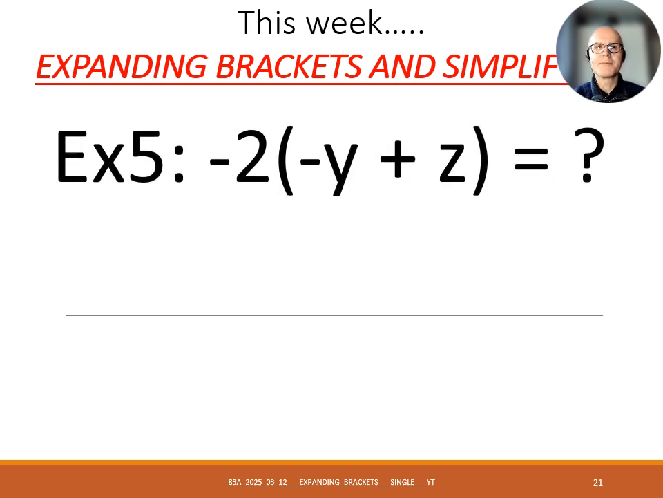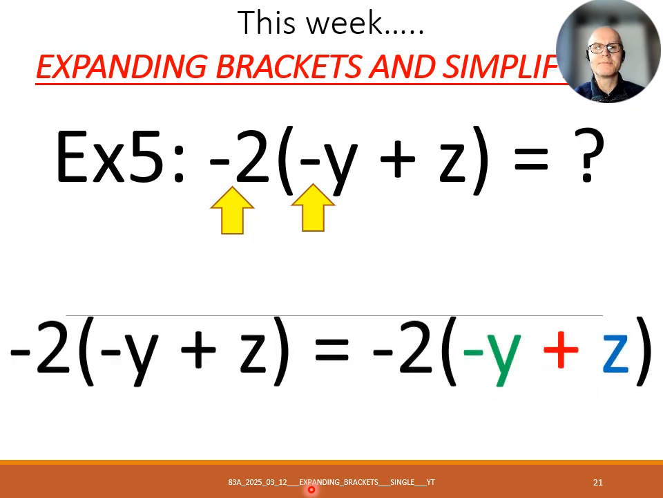Our fifth example. Negative 2, open brackets, negative y plus z. So we've now got a negative number outside the brackets and a negative variable inside the brackets. So what difference is that going to make? Negative 2 outside and negative y inside. Color code them again. First step is going to be negative 2 times negative y, and then the second step is going to be negative 2 times z.